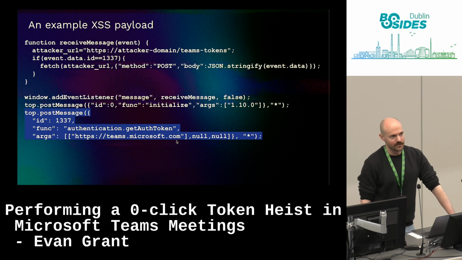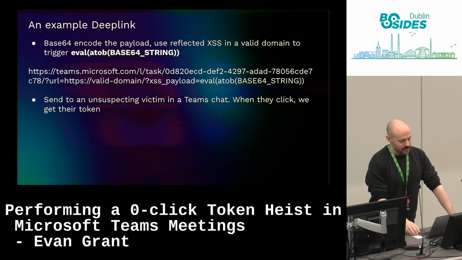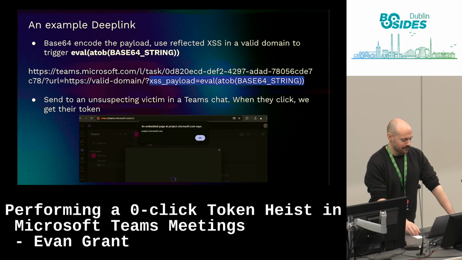Right now it's team.microsoft.com. That can be graph.microsoft.com or Outlook or whatever you're trying to get access to. But when that runs in the context of a user who's using it and clicking that link, it's going to take their tokens and send them to you.